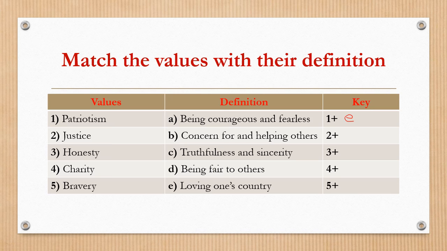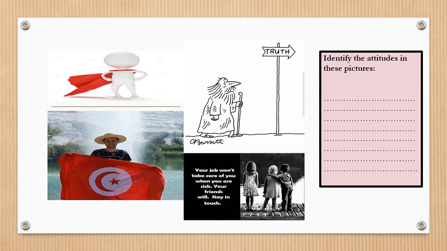Justice. Justice has to do with fairness, so being fair to others. So 2 plus D. Honesty. Honesty is about being frank and sincere, so truthfulness and sincerity is the right answer. Charity. So charity has to do with helping others. Concern for helping others is the right answer, so it's B. Finally, bravery is about being courageous and fearless. That's A.